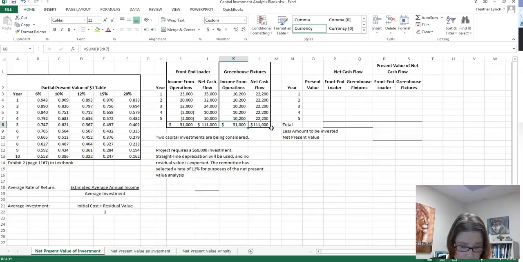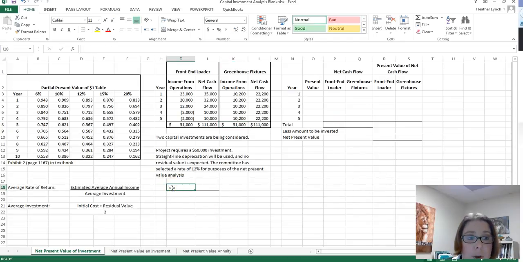What we need to do first is determine our average rate of return. The project also requires a $60,000 investment. Straight line depreciation will be used for the front loader and the greenhouse fixture, with no residual value. The committee has selected a rate of 12% for purposes of their net present value analysis. We need that 12% because it's going to determine which part of this table we use. But before we get into the present value, let's look at our average rate of return.